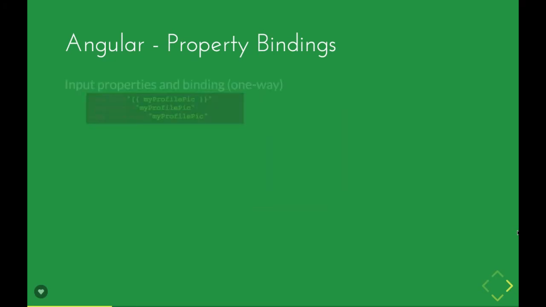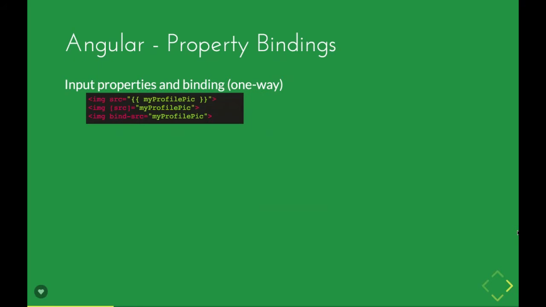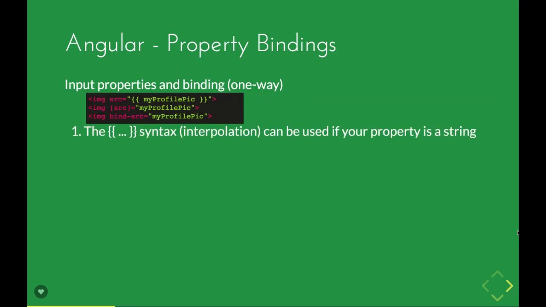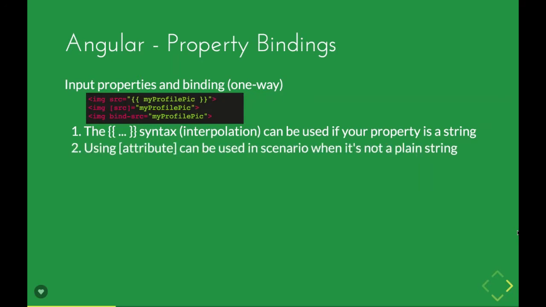Now, I was talking about input and output properties. Input properties are essentially the way that we transfer data from one component to the next. In this particular case, we can see that we have an image tag where we can bind to the source a couple of different ways. The first approach, using the double bracket syntax, is interpolation, which can be used if your property is a string. If my profile pic, for example, is a URL, we can very easily bind to it through these double brackets.